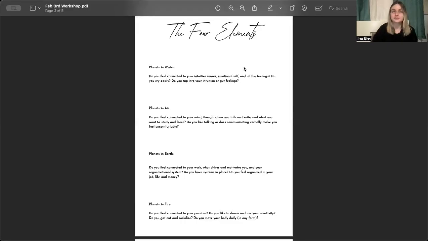So air, I always like to compare it to wind outside. It can kind of go in different directions. It can change really easily. So it's sort of like your mind and your thoughts, how you talk, how you write, what you want to learn. If you really like learning, if you have lots of curiosity, lots of questions for things, you like to communicate a lot, talk a lot, that would be an indication of a lot of air.